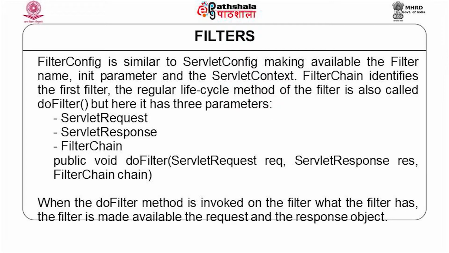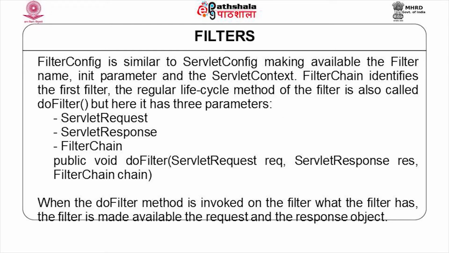The method is doFilter, but here it has 3 parameters. The parameters are the servlet request, servlet response, and the third parameter is nothing but a filter chain parameter. The idea here is, when this doFilter method is invoked on a particular filter, the filter is made available the request and the response objects. It can look at the whole request and see what all things are, what is the information coming from the client.